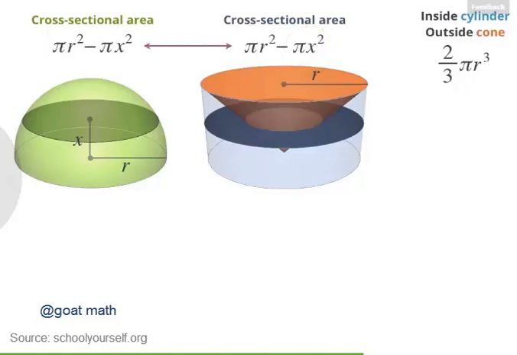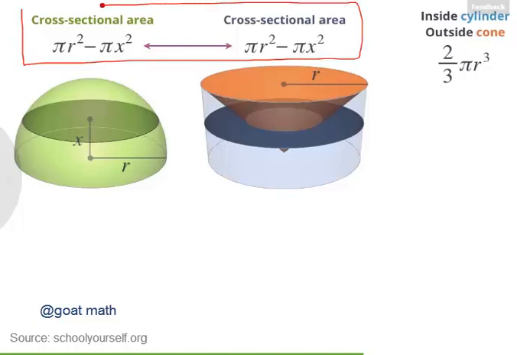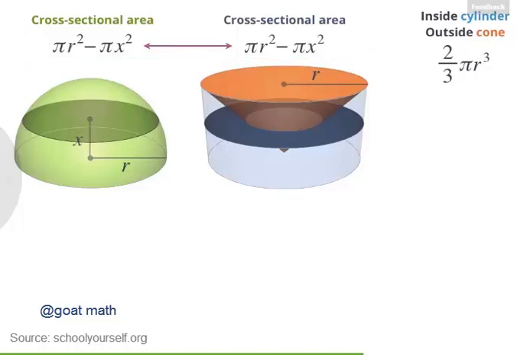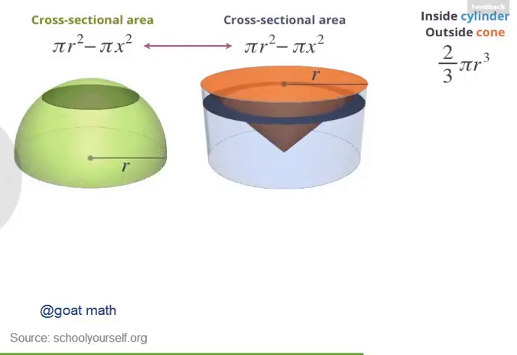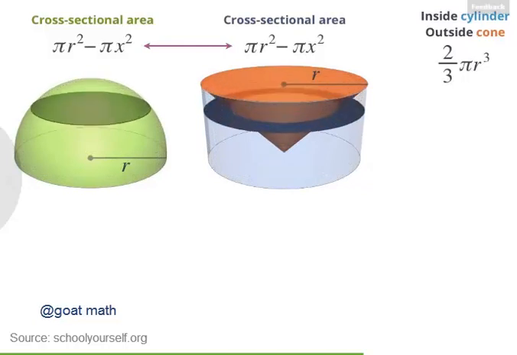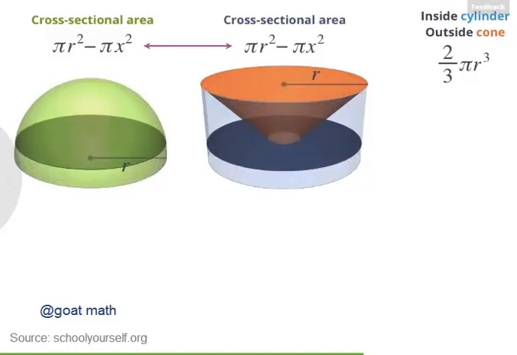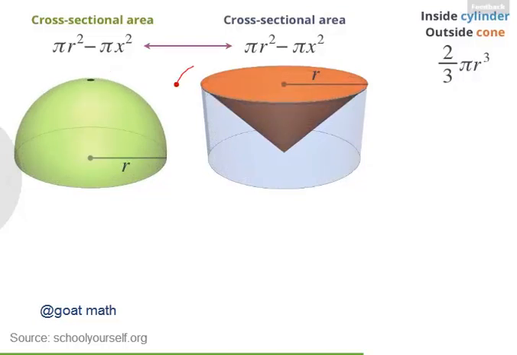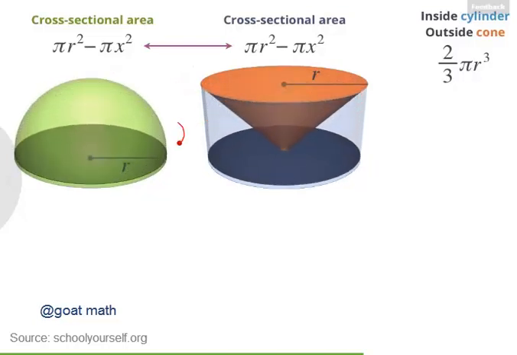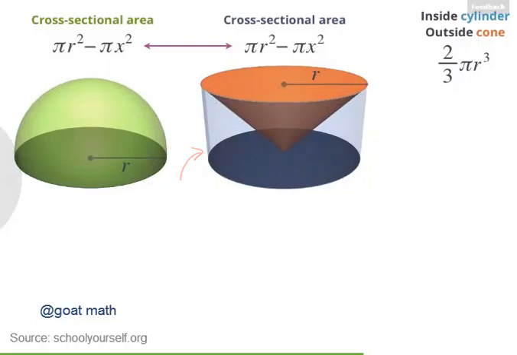And voila! You've just shown that at a height x above the bases of the hemisphere and the cylinder, the cross-sectional areas of this green slice and this dark blue slice are the same. They're both pi r squared minus pi x squared. And it turns out that the hemisphere and the region inside the cylinder but outside the cone have matching cross-sectional areas everywhere along their height. Let's see that one more time. The higher you go, the smaller this circle gets and the narrower this ring gets. Down here, the circle is larger and the ring is wider. Everywhere along the height, they really do have matching areas.